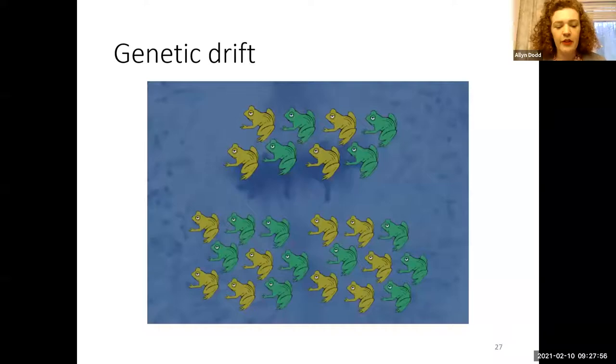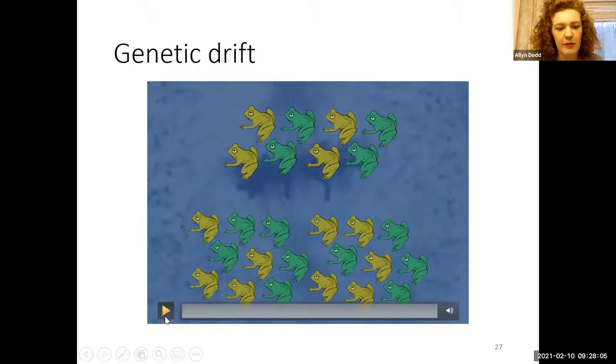Other examples, well, I'm gonna show you a cool video about this and a bottleneck. So a bottleneck is a little bit different. That's where, well, I'm just gonna show you the video and then we'll talk about it.